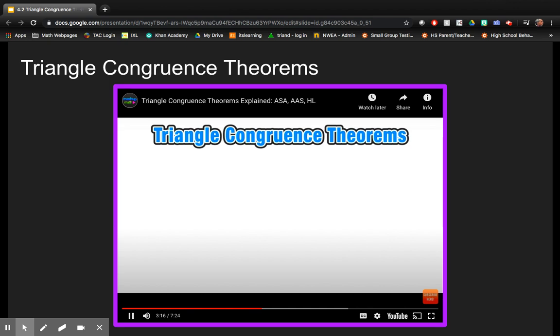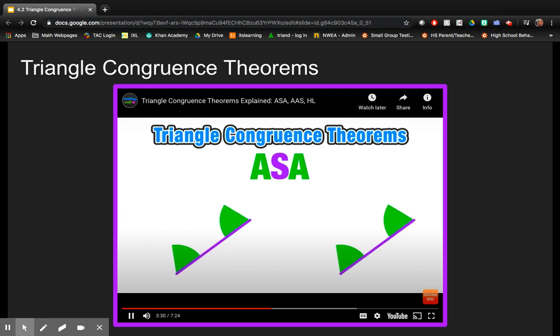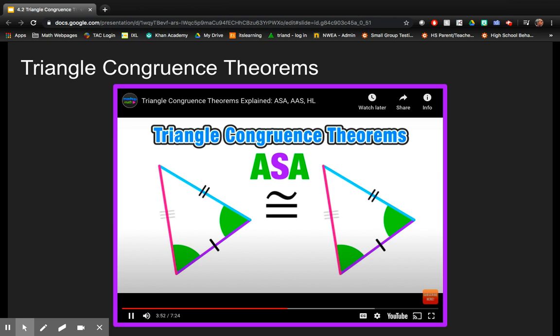Our next congruence theorem is the angle side angle theorem. When we have two triangles with a pair of corresponding congruent angles, a pair of corresponding congruent sides, and another pair of corresponding congruent angles, we have enough information to prove congruence using angle side angle. Now it's important to notice that the congruent side is in between the two congruent angles. And now we can visualize that when this is the case, we have enough information to prove that the two triangles are congruent by angle side angle, which means that all of their corresponding sides and corresponding angles have the same measure.